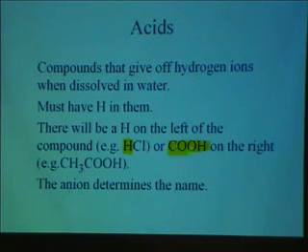COOH on the right. These are weaker acids. So for example, HCl is hydrochloric acid, or CH3COOH. Those are the two places where you will see it to help give you a clue that you're dealing with an acid. There is a naming system, and it's actually the anion that we use to determine the name.